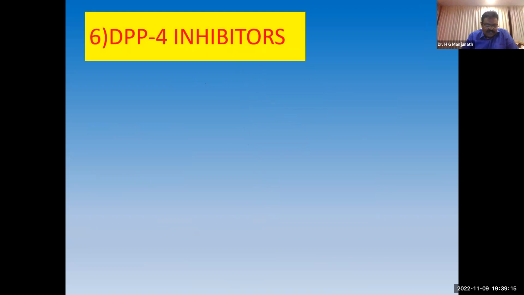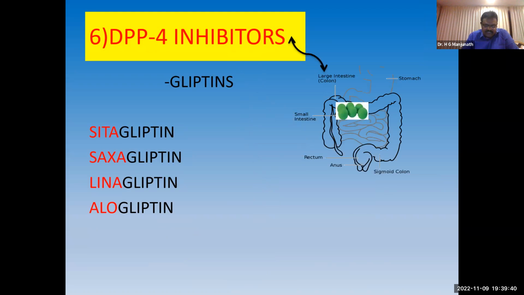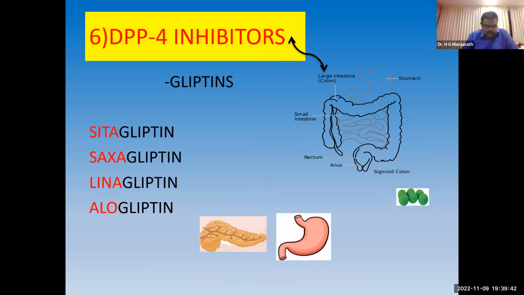The sixth one is the DPP4 inhibitors, that is dipeptidyl peptidase inhibitors. These have the suffix gliptin. For example, sitagliptin, saxagliptin, linagliptin and alogliptin. These mainly inhibit the metabolism of incretins, so that incretins are more secreted and they can affect the pancreas, gastrointestinal system, as well as the brain to control the blood glucose levels.